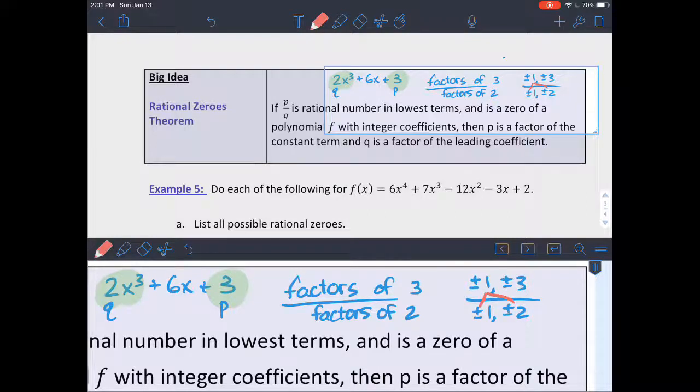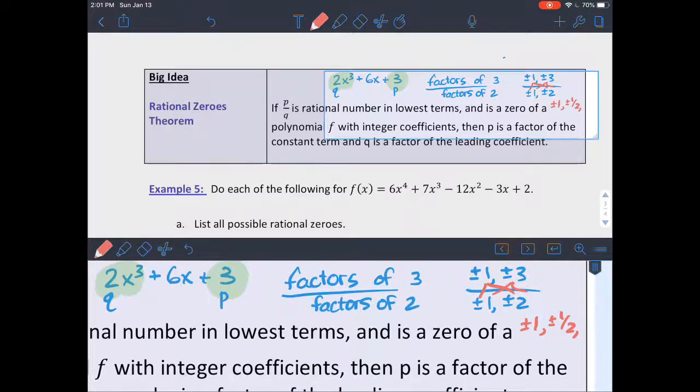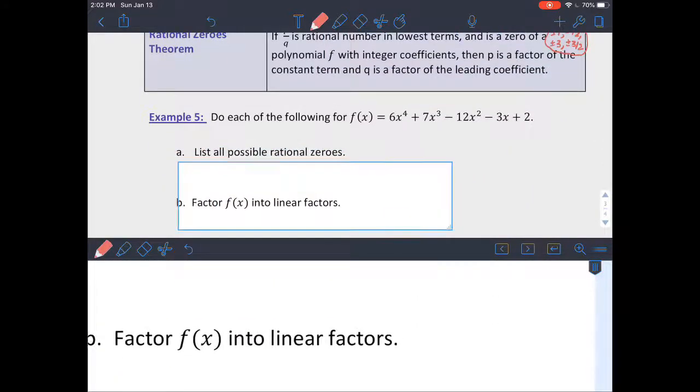So thank goodness we can at least narrow it down to what might give us 0 as our output when we plug it in. So if you do all those combinations, 1 divided by itself, 1 divided by 2, 3 divided by 1, 3 divided by 2, you end up with 8 possible zeros because they could be positive or negative. Then you would just have to try dividing by them or plugging them in and guess to see which ones really are the zeros.